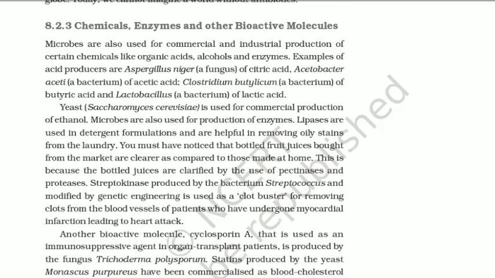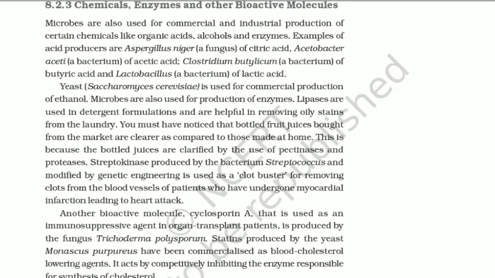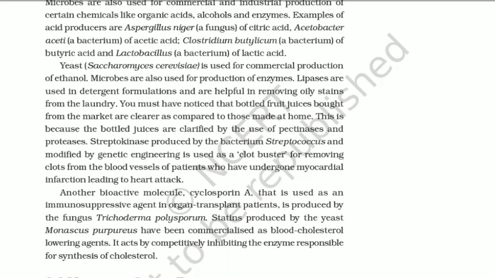8.2.3 Chemicals, enzymes, and other bioactive molecules. Microbes are also used for commercial and industrial production of certain chemicals like organic acids, alcohols, and enzymes. Examples of acid producers are Aspergillus niger, a fungus, for citric acid, Acetobacter aceti, a bacterium, for acetic acid, Clostridium butylicum, a bacterium, for butyric acid, and Lactobacillus, a bacterium, for lactic acid. Yeast, Saccharomyces cerevisiae, is used for commercial production of ethanol.